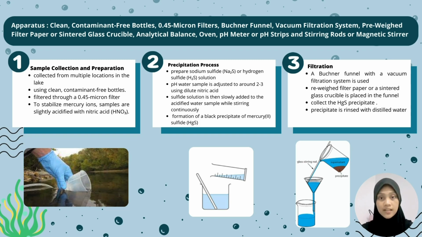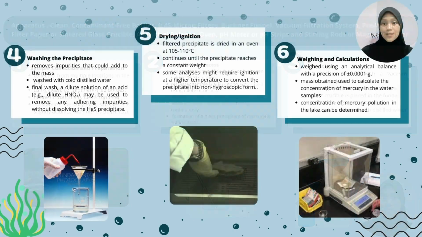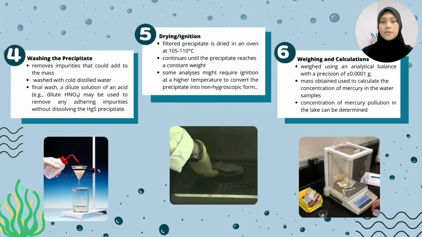So, for filtration, a Buchner funnel with a vacuum filtration system is used for efficient and rapid filtration. A pre-weighed filter paper or a sintered glass crucible is placed in the funnel. The sample is then filtered to collect the HgS precipitate on the filter medium, and the precipitate is rinsed with distilled water to remove soluble impurities. Next, we need to wash the precipitate. Washing the precipitate removes impurities that could add to the mass of the precipitate, ensuring accurate results.